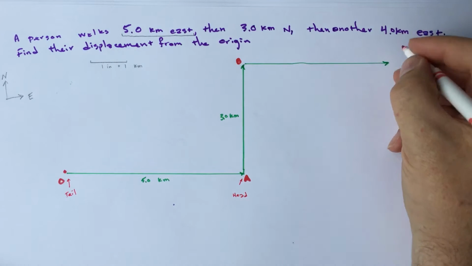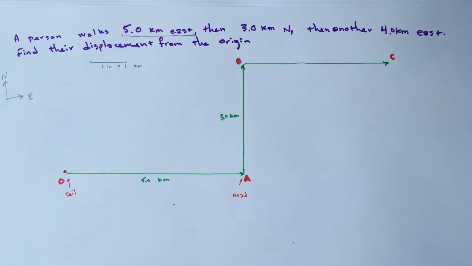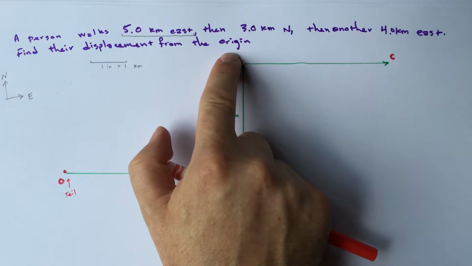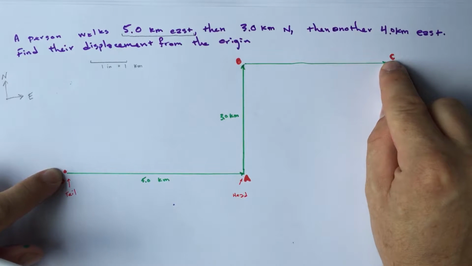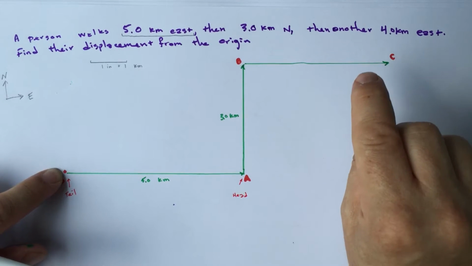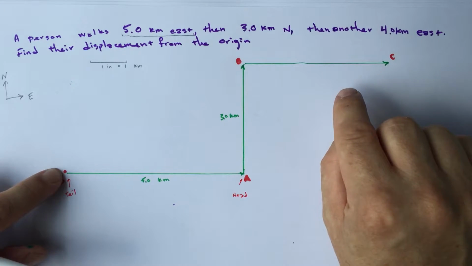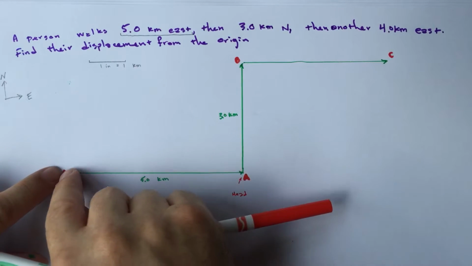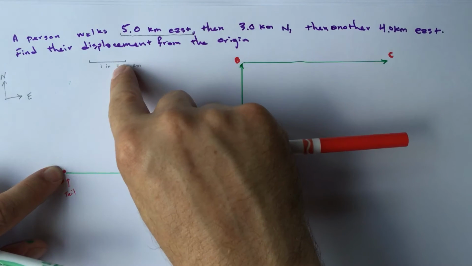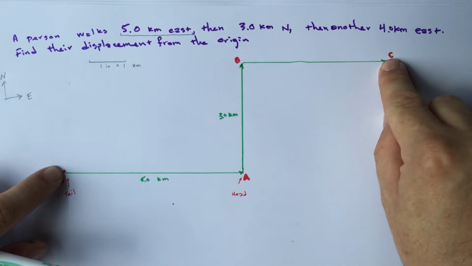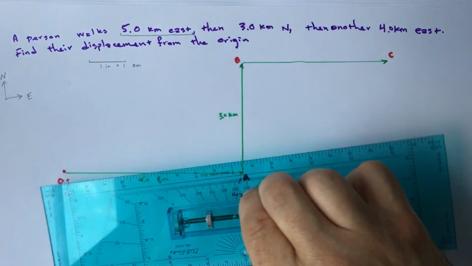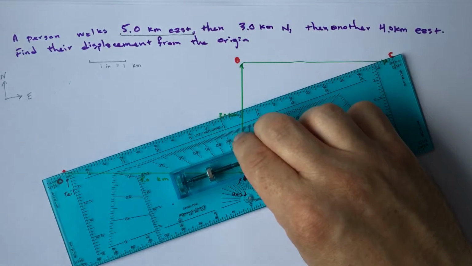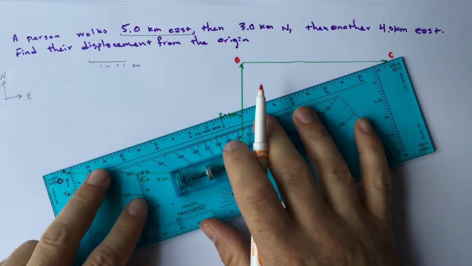Call this point C. And then the question asks, find their displacement from the origin. In other words, how far are they from the origin? That would be the distance from the origin, but displacement is a vector quantity. So they want to know not only can we represent this as a distance this far on our scale, but also a vector quantity. It's saying, what is the displacement, not only how far it is, but also what direction.